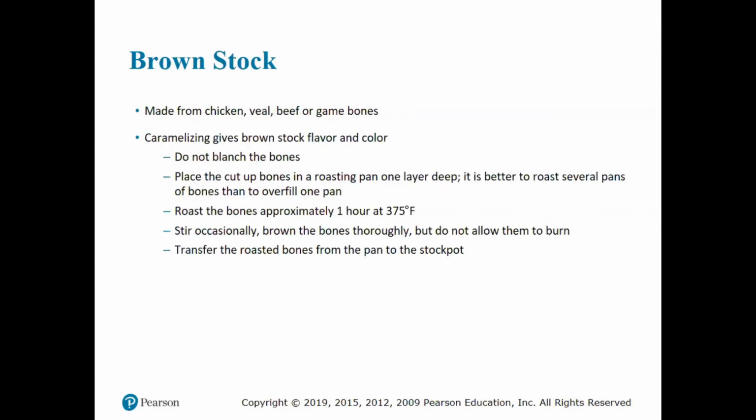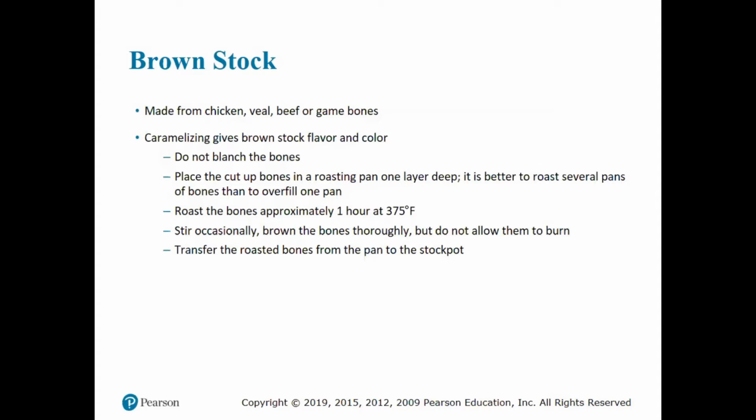Brown stock, on the other hand, you do not blanch the bones. And you can make stock again with chicken, veal, beef, or even game. When you're going to do a brown stock, what you do first is caramelize the bones. So put the bones in a roasting pan and then roast them until they get nice and golden brown.